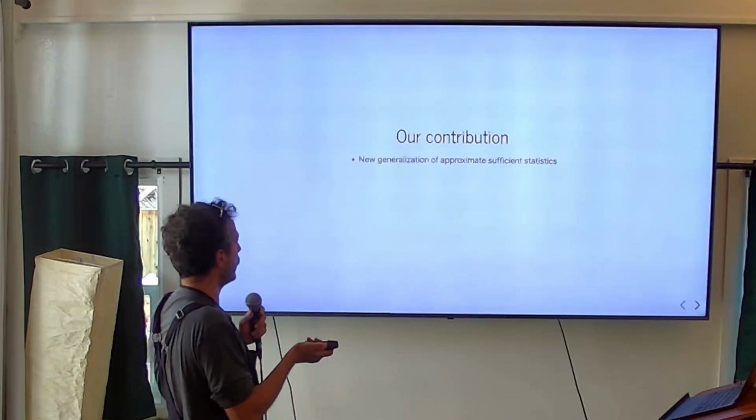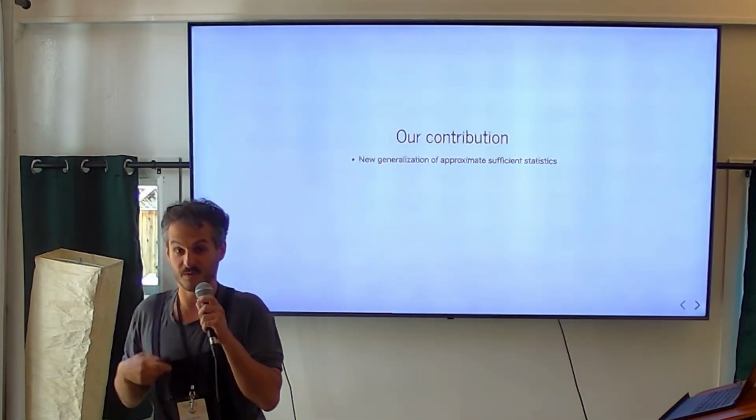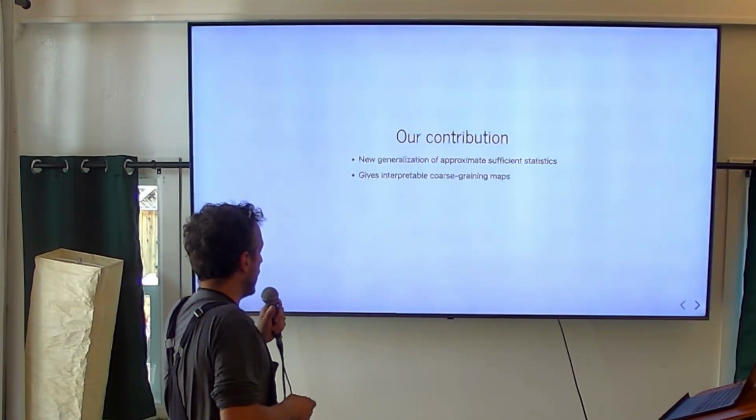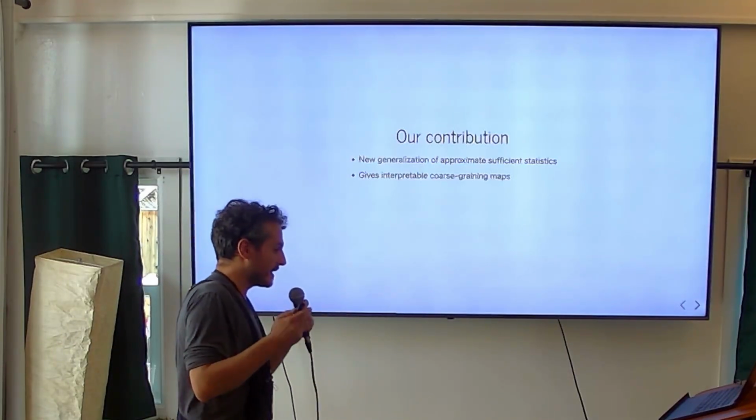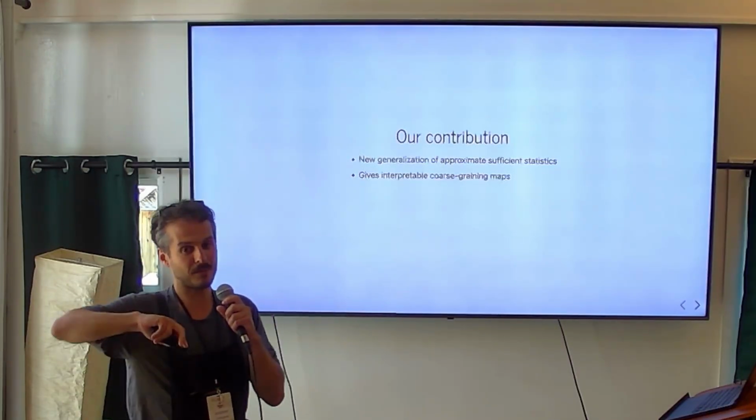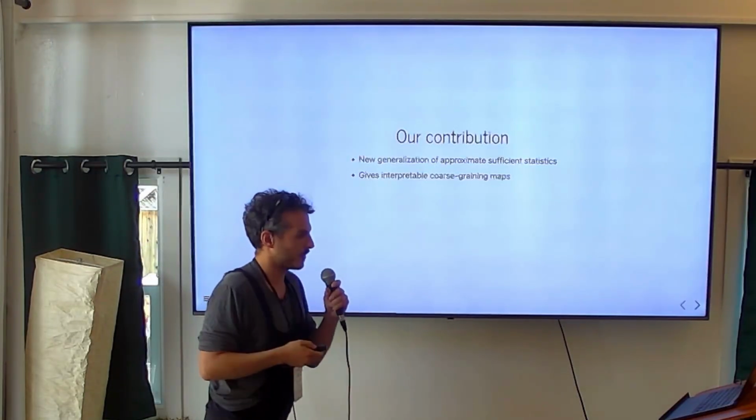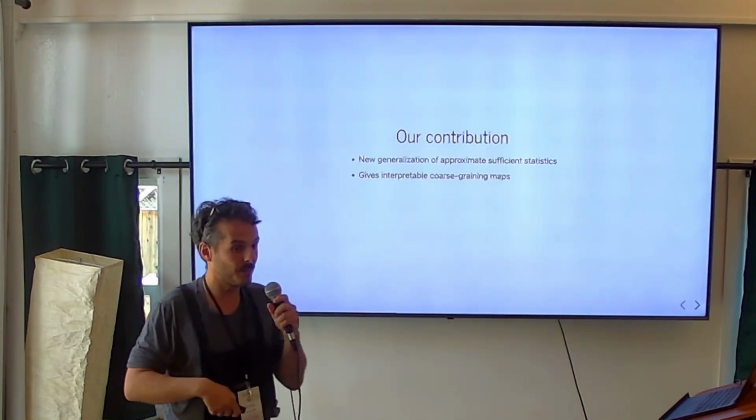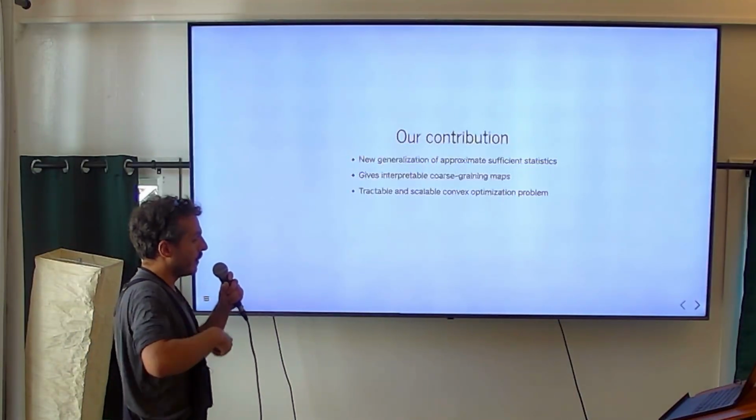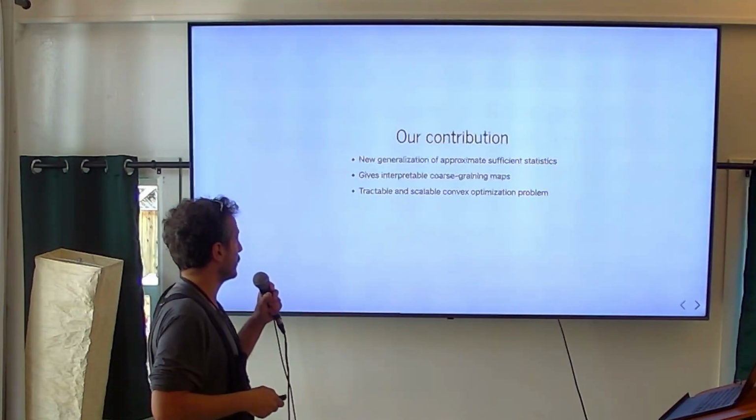Okay, so I'm going to talk about a different way to generalize the concept of sufficient statistics. It's slightly different than information bottleneck. Because we're going to avoid this problem of putting the compression map in the distortion function, we're going to get more interpretable coarse-graining maps. At least we can think about them as working in the original space. And we also transform it into a tractable and scalable convex optimization problem.